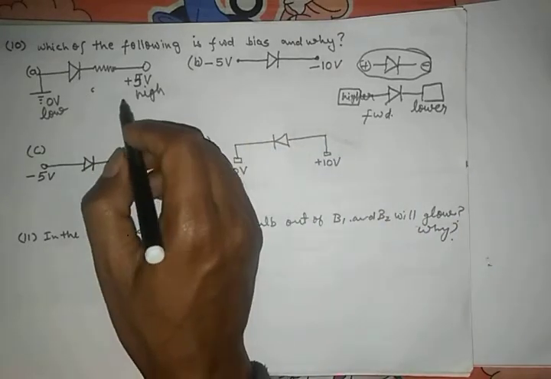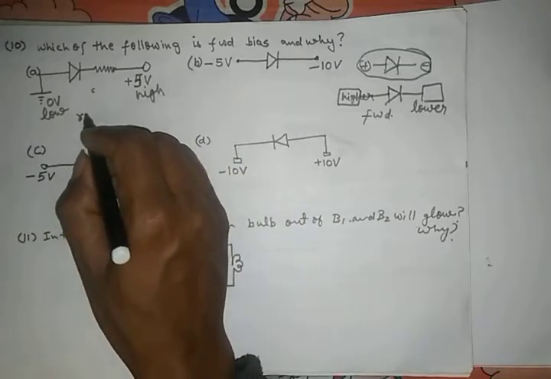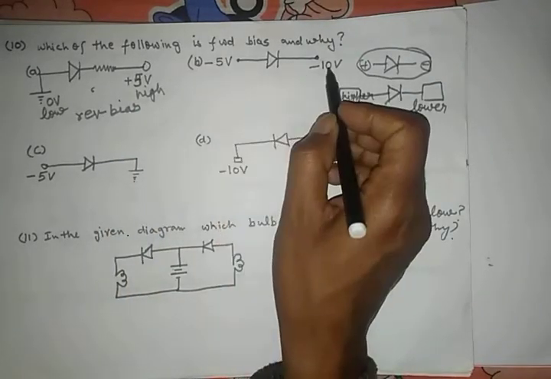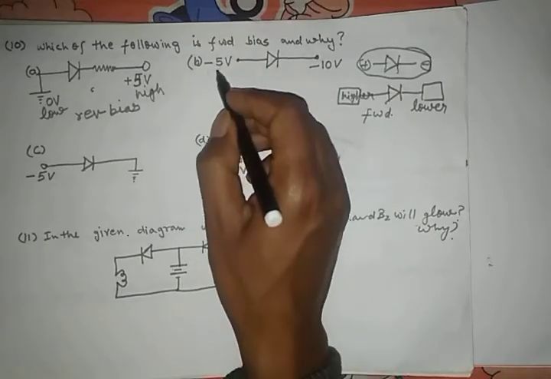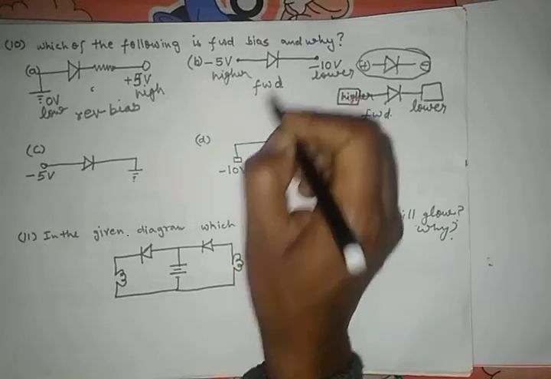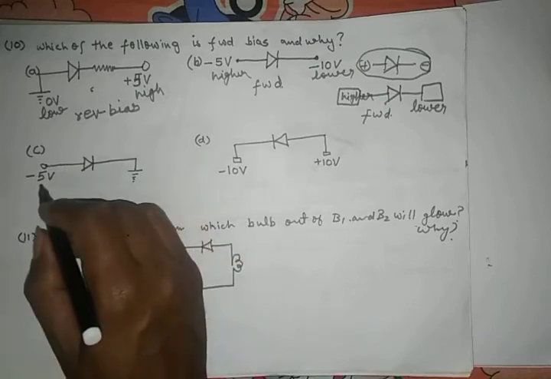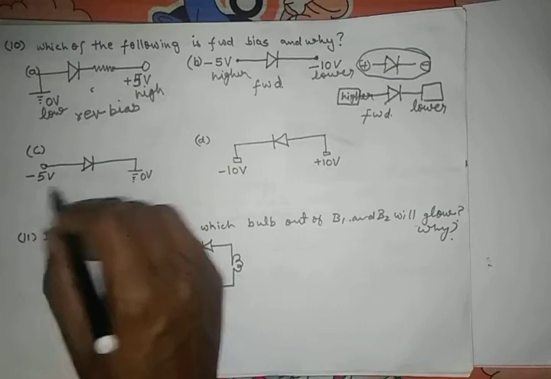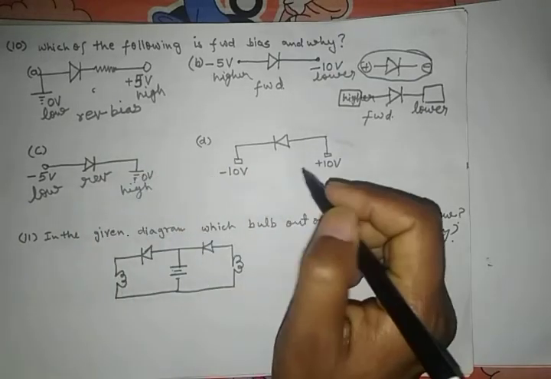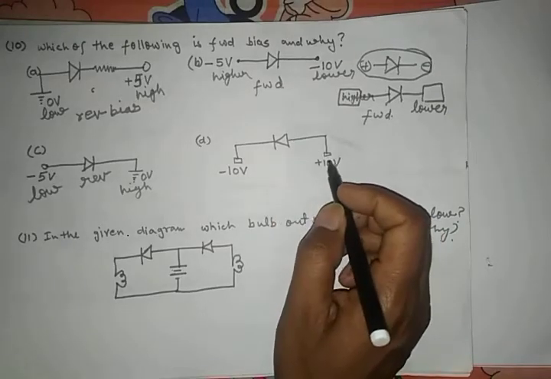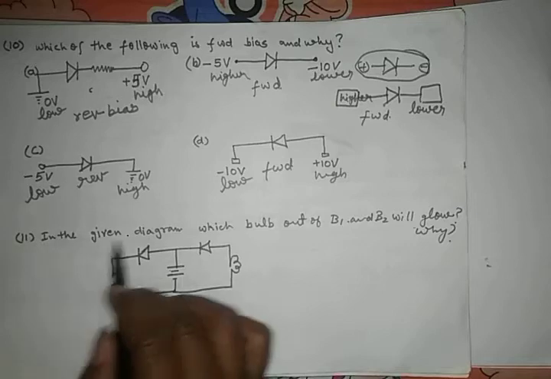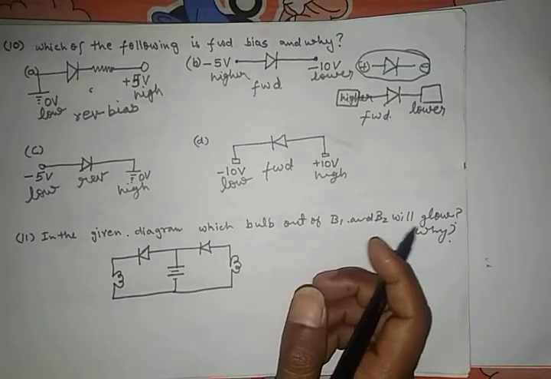This time the situation is reversed, so it is reverse bias. Here -5, -10. So -5 is at higher potential and this is lower, so this is forward bias. Here it is -5, it is 0. So it is high, it is low, and hence it is reverse biased. Here it is connected to positive, high, low, so it is forward bias. That's all. In the given diagram, which bulb out of B1 or B2 will glow and why?